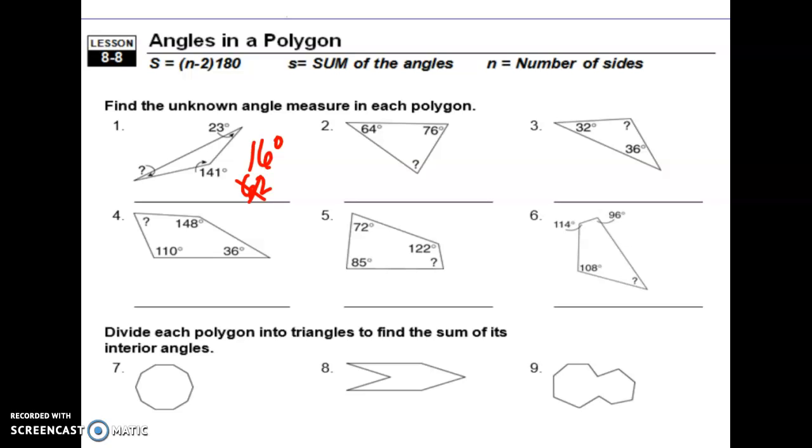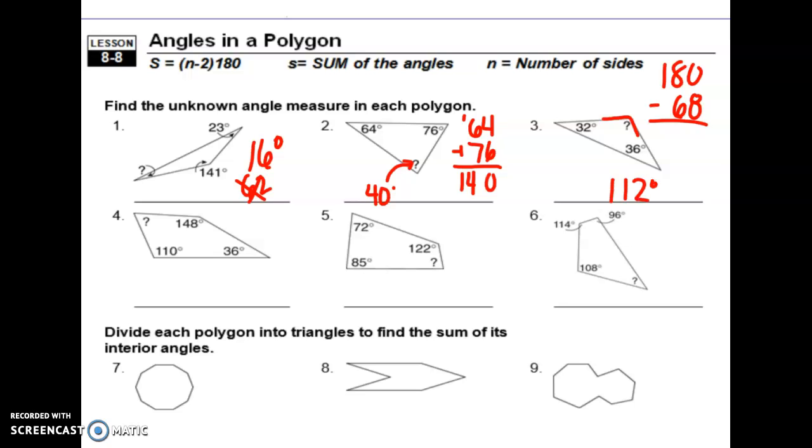For number 2, we'd add 64 plus 76 together first of all and get 140, meaning that our missing angle right here, if we take 180 minus 140, is going to be 40 degrees. For number 3, I notice once again, this is an obtuse angle. If I added 32 plus 36, the sum of those two angles is 68 degrees so far. If I took that 68 degrees away from 180, that would give us 112 degrees for that.